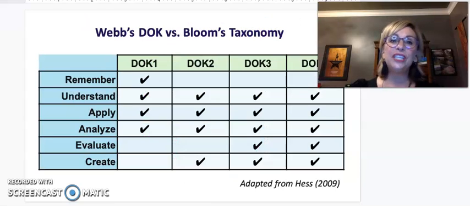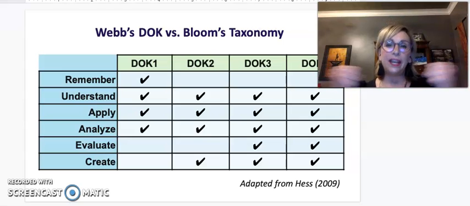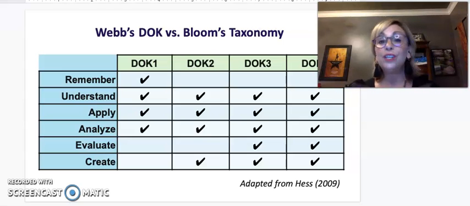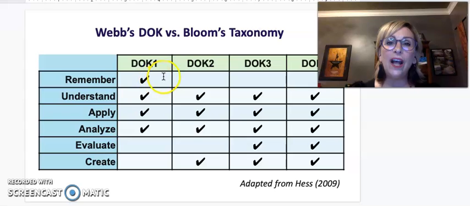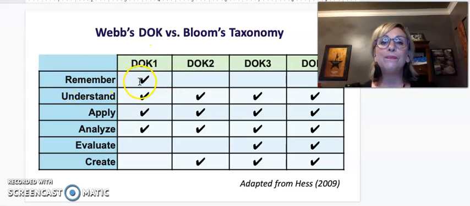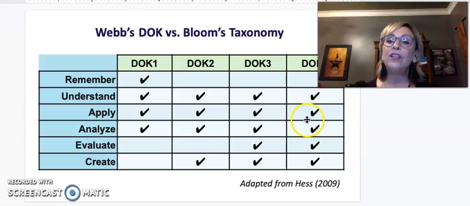Here on the screen, you see it says Webb's depth of knowledge versus Bloom's taxonomy. I don't want that to sound like they're at war with each other, because I actually think they go hand in hand. I just want you to see how they play together. The only one that lives just by itself is remember. Every single other verb touches on a different level of Bloom's taxonomy.